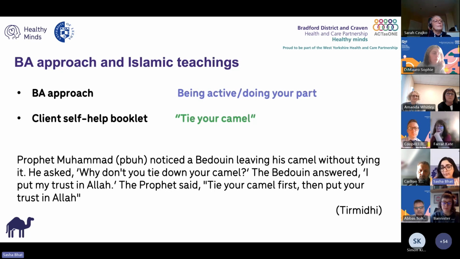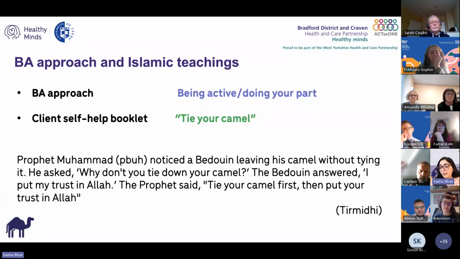The approach and the underlying ethos behind behavioural activation is in one of the stories that we have about the Prophet Muhammad. It's a story where he was travelling through the deserts, and he'd met with a Bedouin who was about to leave his camel because he'd asked them to go for dinner, and the Bedouin was going to leave his camel without tying it, and so the Prophet asked, well, why don't you tie your camel?